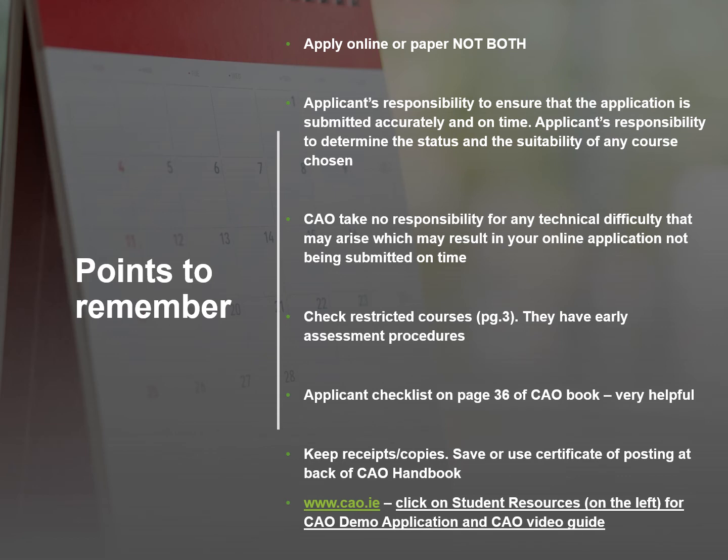Check restricted courses. Information can be found on page 3 of the CAO booklet. They have early assessment procedures, so if it involves an aptitude test, a portfolio, or an audition, it may be a restricted course. The applicant checklist can be found on page 36 of the CAO book, and that is very, very helpful. Keep receipts and copies. Save and use the certificate of posting. It used to be at the back of the CAO handbook, but you no longer have a handbook. So if you're posting anything, just ask the post office for a certificate of posting record.